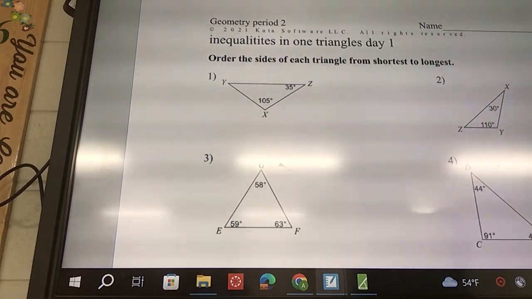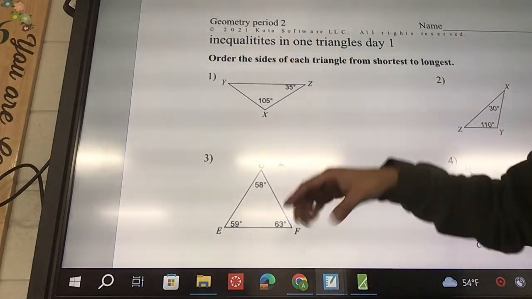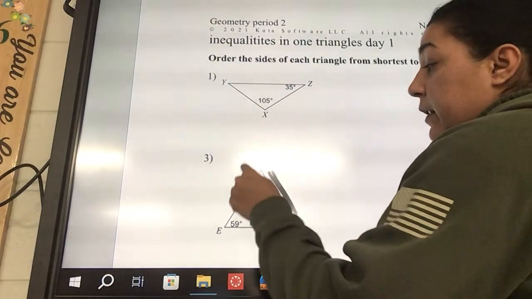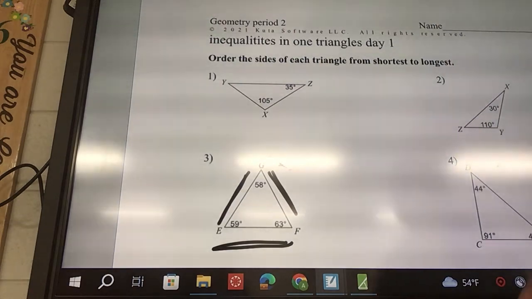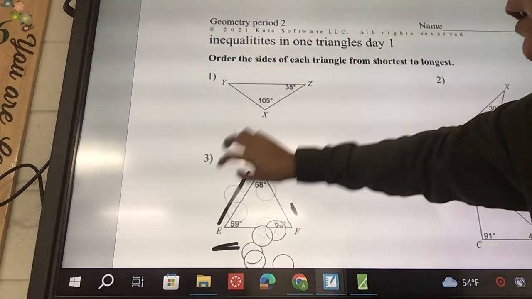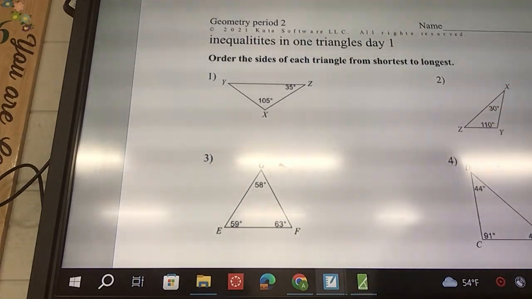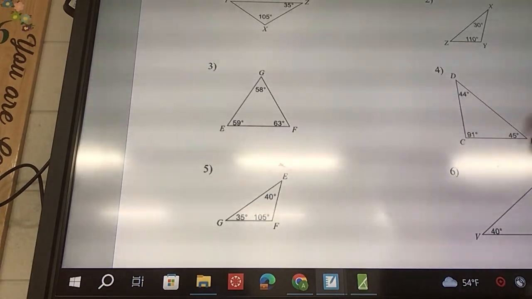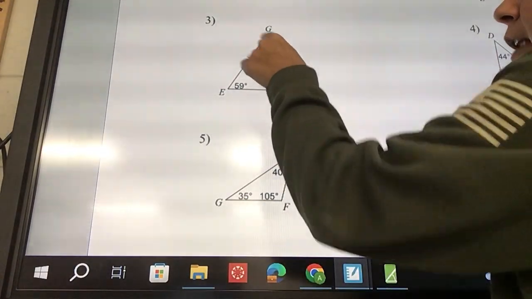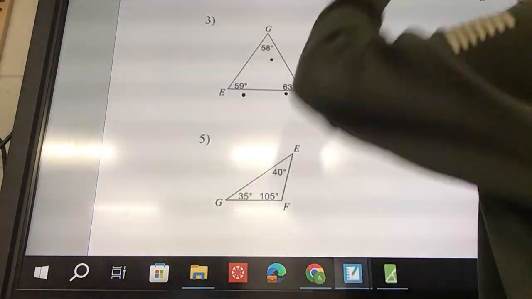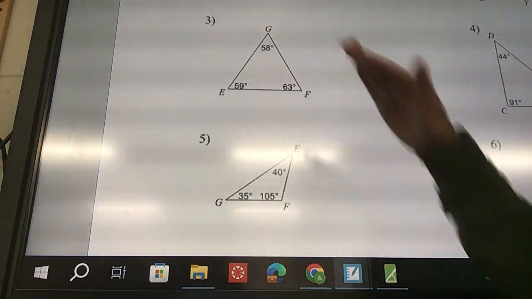What they want you to do is order the triangle sides. This is a side, this is a side, and this is a side. They want you to order the sides from shortest to longest. I'm actually going to do number 3 and then go back and do number 1. If we look at number 3, we're going from shortest to longest. These are all solved. So I have a 58, 59, and 63. You figure out which one is the smallest, and in this case, it's 58.